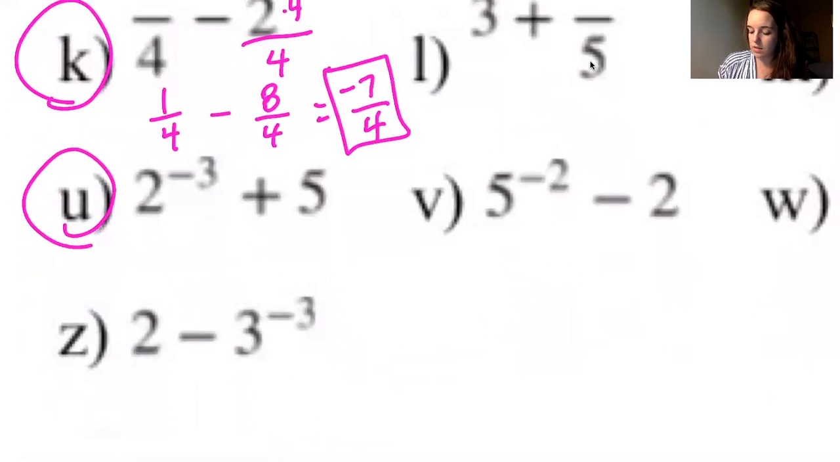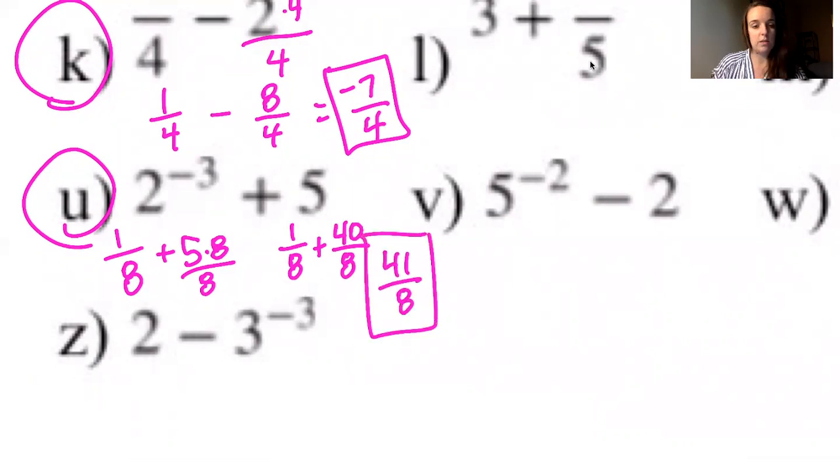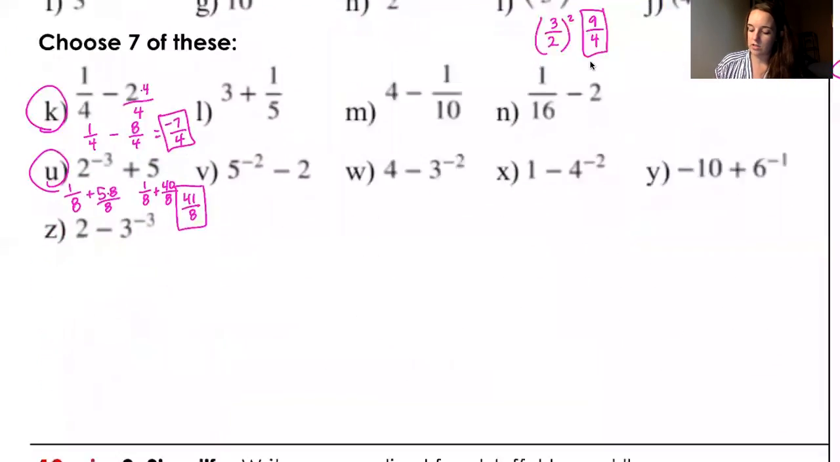For U, I'm going to turn the negative exponent into a fraction. So 1 over 2 to the 3rd, which is 1/8. 1/8 plus 5. So since I want that to be in eighths, multiply by 8/8, which is the same as multiplying by 1, but changing what it looks like. So 1/8 plus 40/8 would be 41/8. So that's going to be the answer for U. That is number 1 in a nutshell.